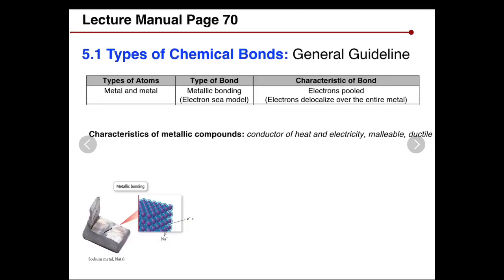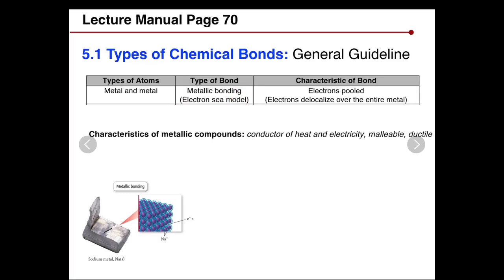Here is the overview of the types of chemical bonds. Let's start with metallic bonding. Metallic bonding is present in the combination between metal and metal. It can be metal of the same element, such as sodium atoms, right? So several sodium atoms grouped together. The type of bond that holds these atoms together is what is called metallic bonding.